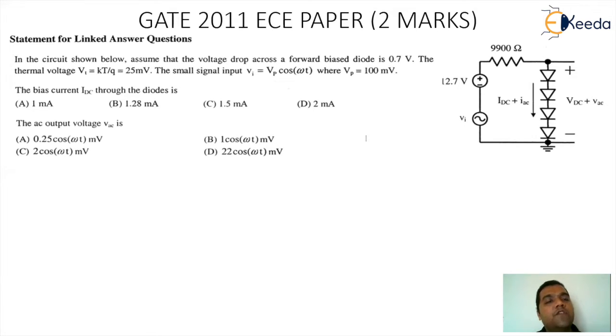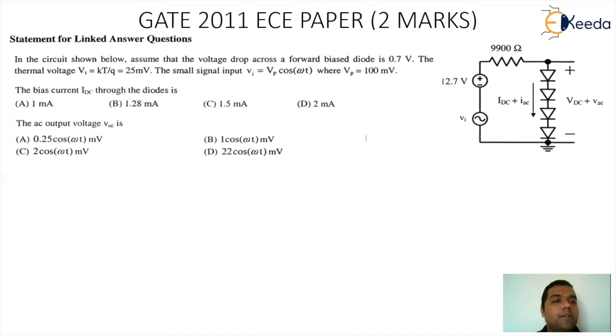The thermal voltage Vt is kT by q equal to 25 millivolt, and the small signal input voltage Vi is equal to Vp cos of omega t, where Vp is 100 millivolt. The bias current IDC through the diode is 1 milliampere, 1.28 milliampere, 1.5 milliampere, and 2 milliampere.